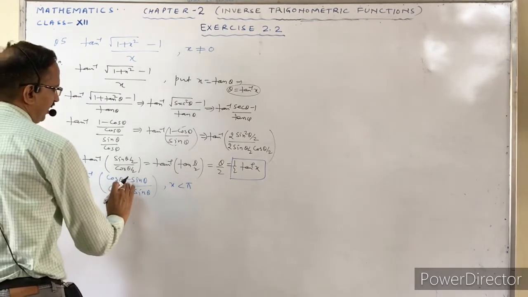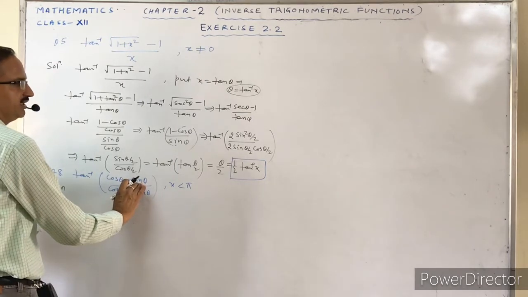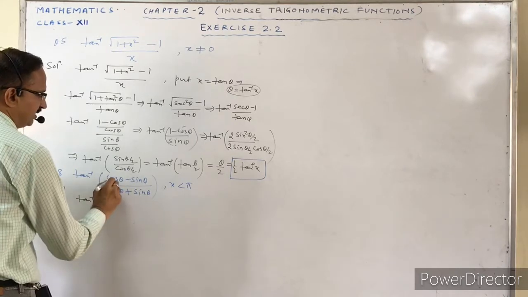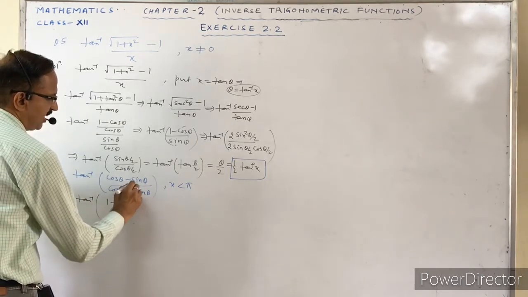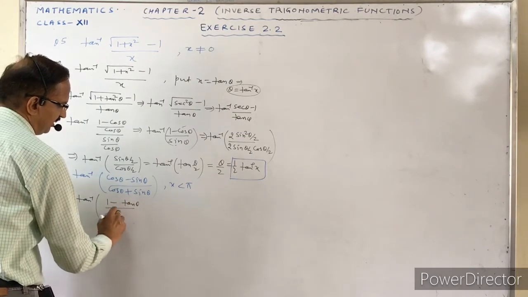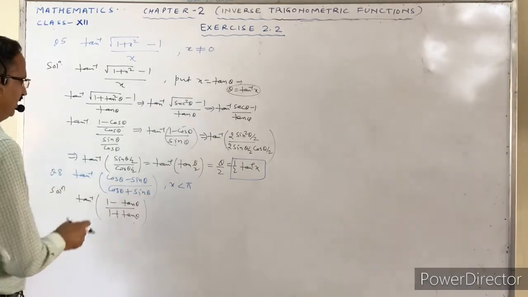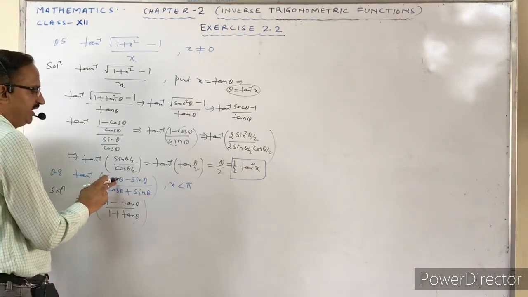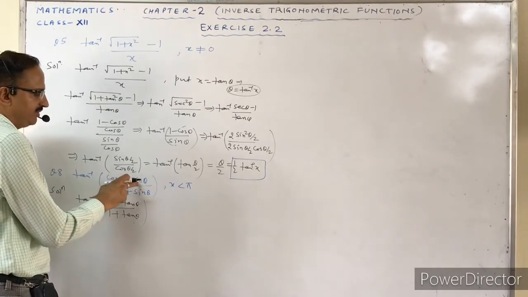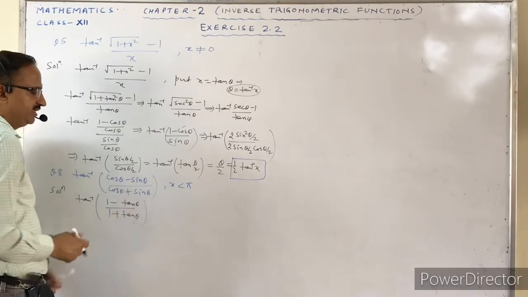When we divide the numerator and denominator by cos theta, sin theta by cos theta is what? Tan theta. So this becomes tan inverse, cos and cos cancel, 1 minus sin by cos is tan theta, and this is 1 plus tan theta. When we divide this numerator and denominator by cos theta, cos and cos cancel out, sin by cos is tan, and again here cos and cos cancel out, sin by cos is tan.